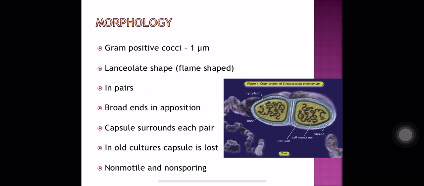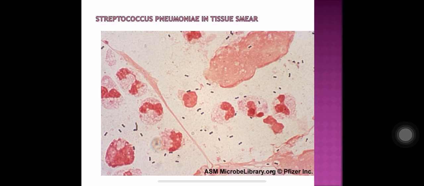So remember, an important morphological feature of pneumococcus is that they are flame-shaped or lanceolate-shaped and they occur in pairs, and the entire pair is surrounded by a common capsule. This is a figure which shows gram stain in which pus cells can be seen, and pneumococci can be seen in the tissue smears. Pneumococci occur in pairs and they are flame-shaped or lanceolate-shaped.